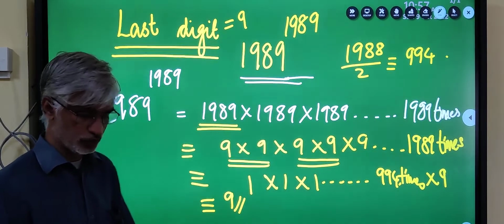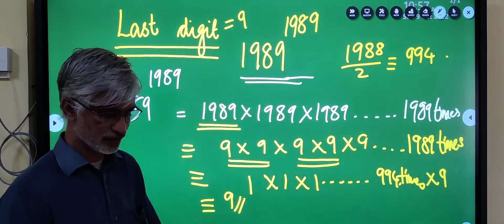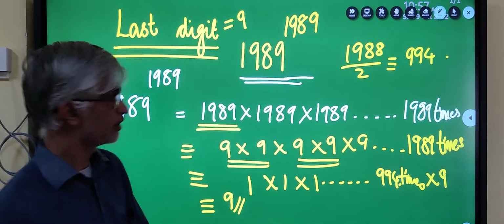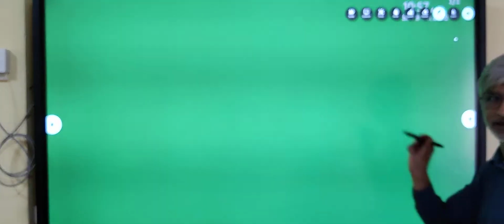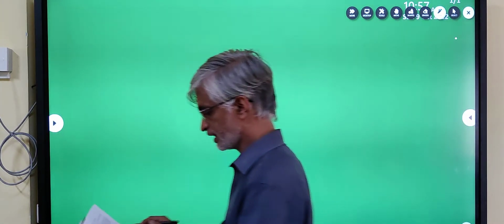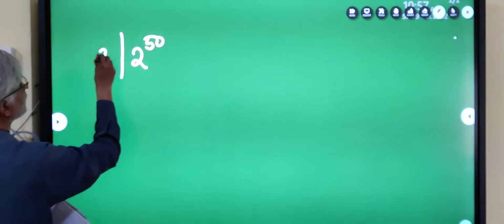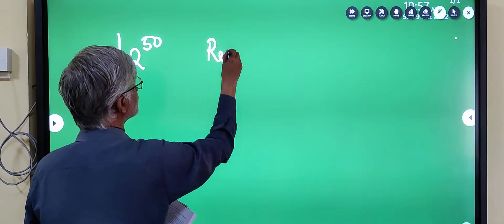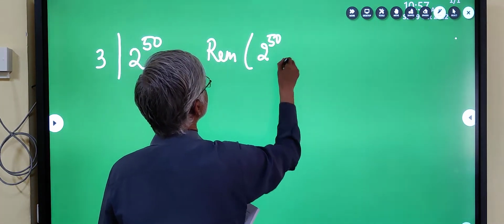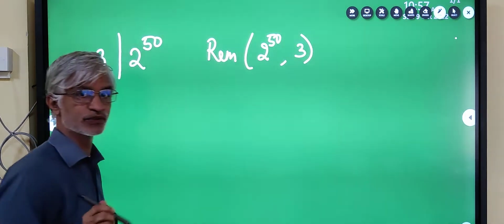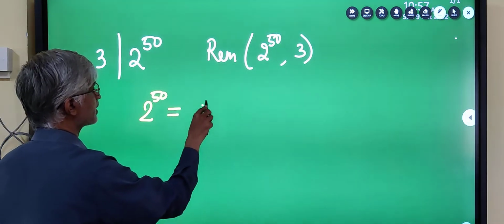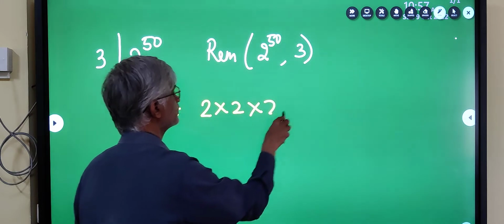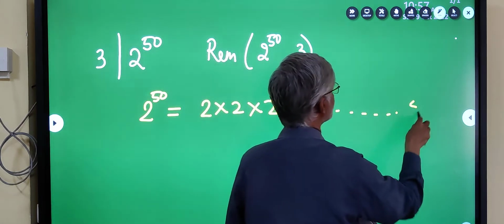Now let me solve two more problems before we end today's lesson. The next problem says, find the remainder of... It is very much similar to this problem, but I thought that this is an idea worth repeating. So the next problem says, what is the remainder of 2 raised to 50 when you divide by 3? And here also we will use a very similar trick. 2 raised to 50 is the same as 2 into 2 into 2 into 2, 50 times.